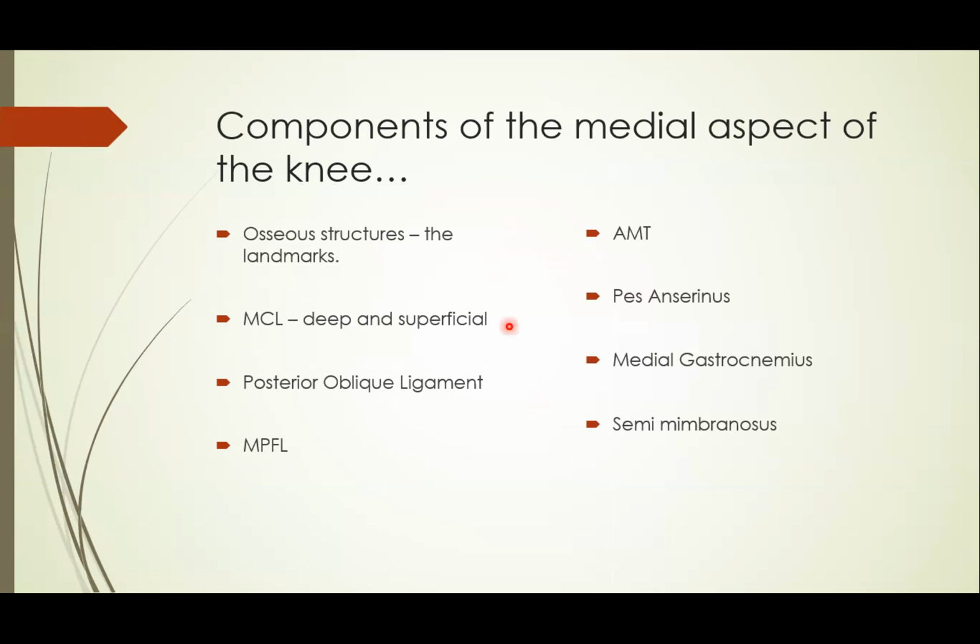We learned about the 2 MCL ligaments, the deep and the superficial. The posterior oblique ligament, which has 3 components: the capsular, central, and the superficial. The MPFL, from its attachment to the medial aspect of the proximal aspect of patella to the junction between the adductor magnus and the semimembranosus. The adductor magnus tendon, pes anserinus, the medial gastroc, and the semimembranosus. These are the important structures of the medial aspect of the knee.